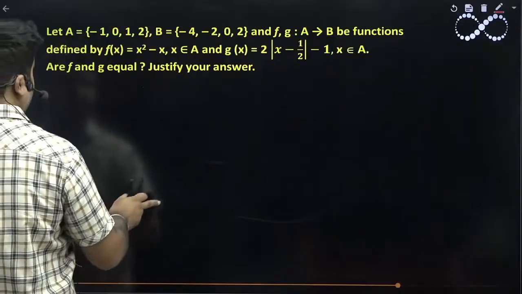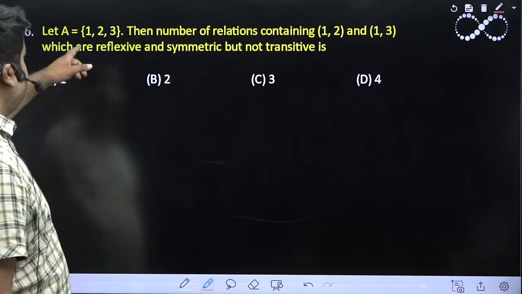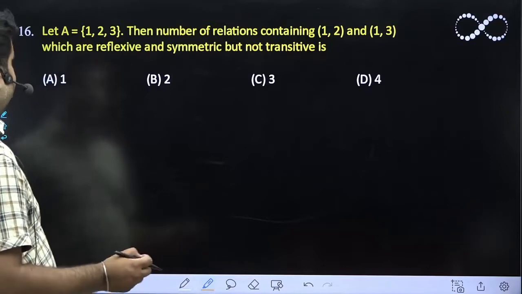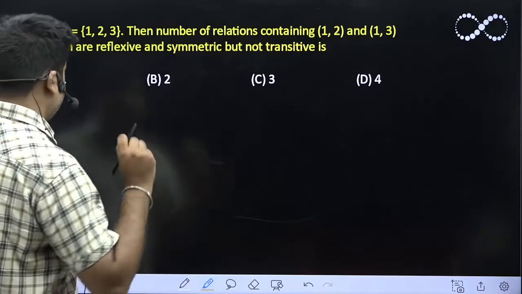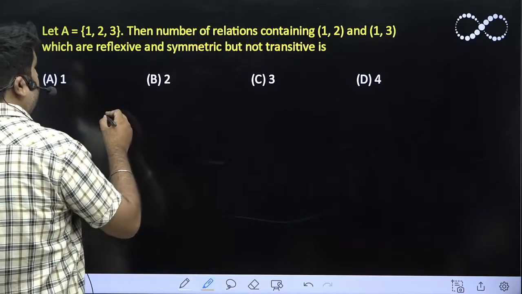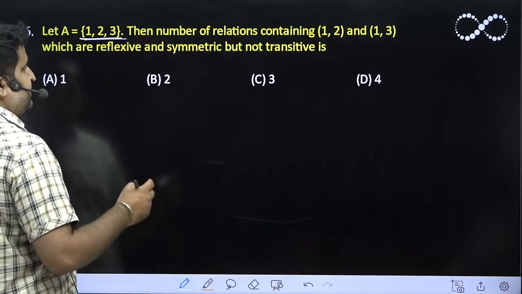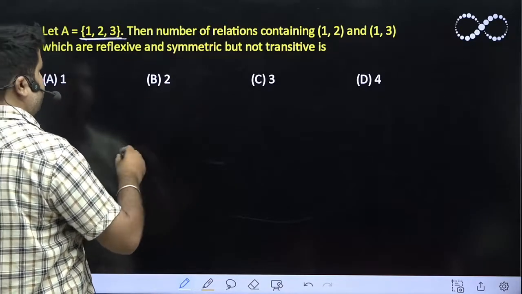Let's move on to the next question now. Let A be {1, 2, 3}. Find the number of relations containing (1, 2) and (1, 3) which are reflexive and symmetric but not transitive. So see this question very carefully. We have to see the number of relations which are symmetric and reflexive but not transitive.